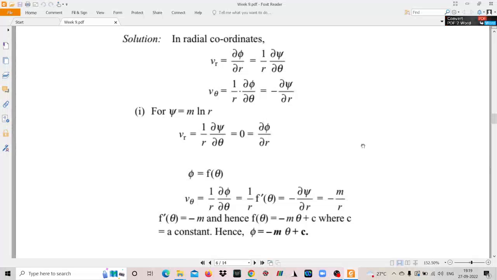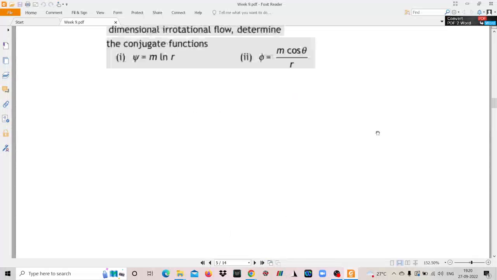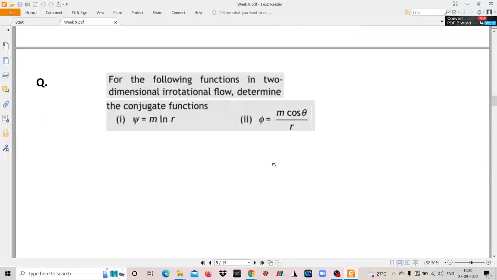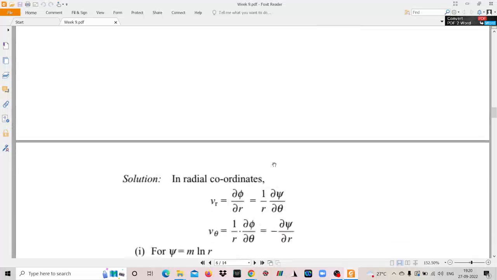Okay, so in this particular question, the procedure is similar to the question that we have solved, the first problem, but the only difference is the coordinate system.